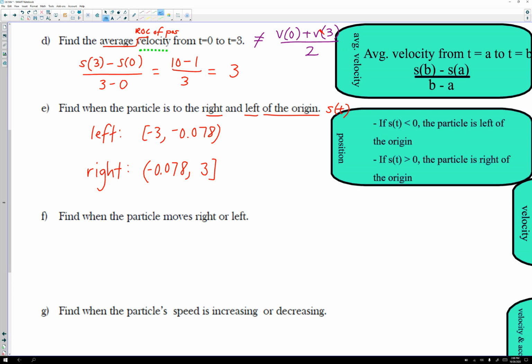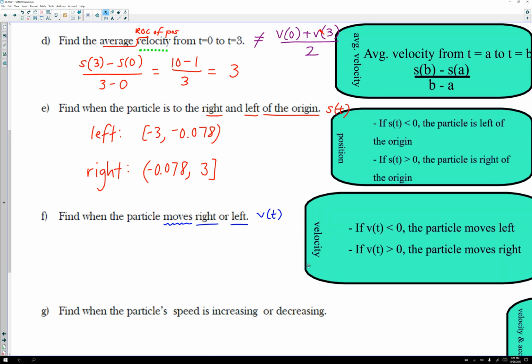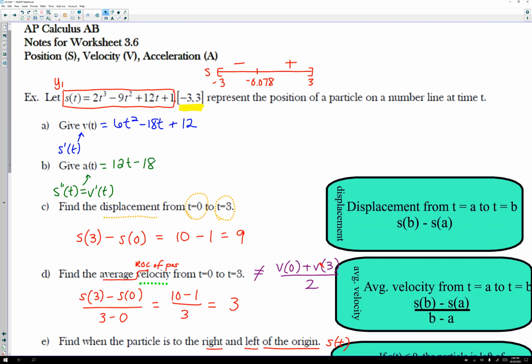Okay, next thing is when our particle is moving to the right or to the left. Now here's a key word right here, moves. If we're talking about something moving and it's movement, then we're talking about velocity. Okay, so when your velocity has positive values, then that means your particle is moving to the right, and if it has negative values, then it's moving to the left. If your velocity equals 0, that means that the particle is not moving. Okay, so what we need to do now is make a sign chart for our velocity function.